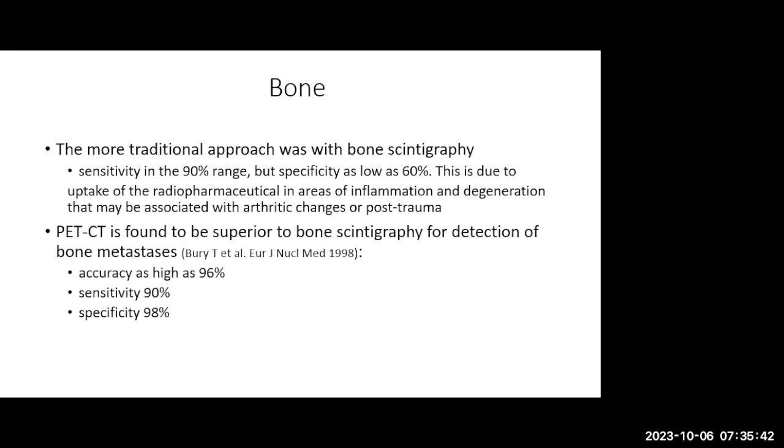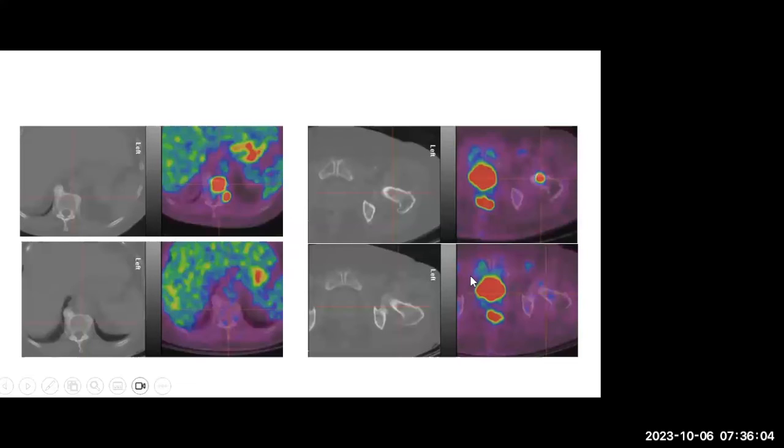So for metastatic bone lesions in non-small cell lung cancer in particular, FDG PET-CT is preferred by far versus a bone scan. And you can see here how the accuracy, sensitivity, and specificity are in the 90s. I just want to show you an example here.